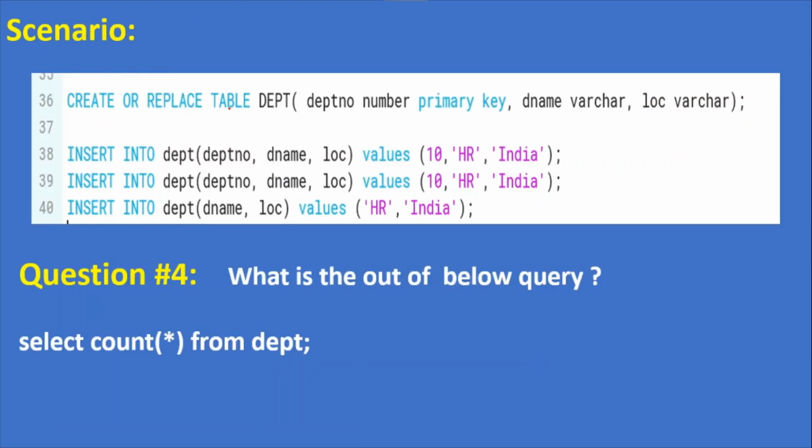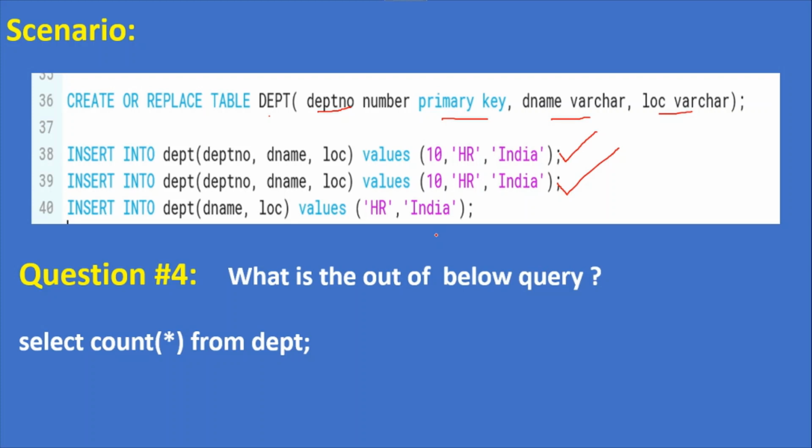Other scenario: create or replace table DEPT with department number as primary key, dname varchar, location varchar. Here we have three insert statements. The first one has all three columns: 10, HR, India. The second row is also the same. In the third, I am not using the department number, only inserting without a department number. So what is the output of the below query based on the above statements?